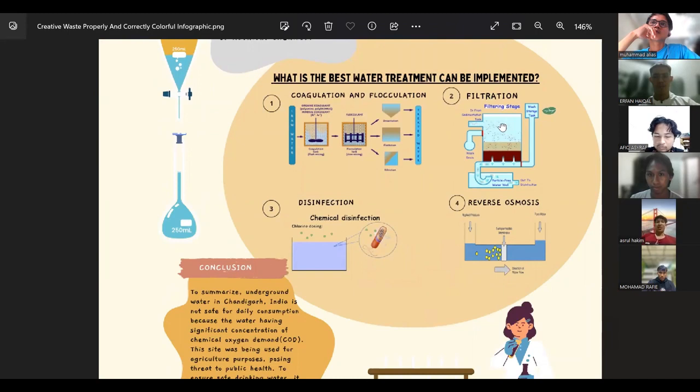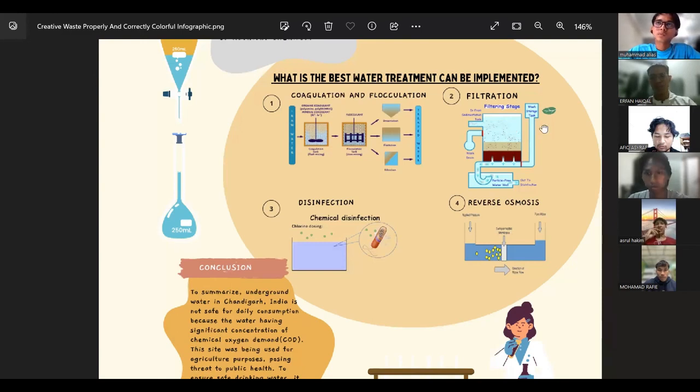Okay, so next, what is the best water treatment that can be implemented? First is coagulation and flocculation. Since the study found significant concentrations of pharmaceuticals, personal care products, pesticides, and industrial chemicals, coagulation and flocculation can be employed to remove suspended particles and some organic contaminants. The addition of coagulant and flocculants followed by sedimentation or filtration can help in reducing these contaminants.